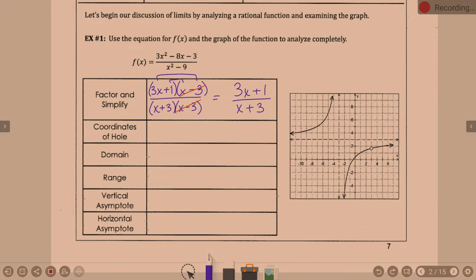Coordinates of the hole. What all do we have here? Coordinates of the hole, domain, range, vertical, horizontal asymptotes. Okay, so you're looking at a graph. What are the coordinates of the hole? 3. What? There's a decimal. There has to be. That'd be positive 3. 1.75. Wait a second. 1.8 maybe. Am I looking at the wrong thing?